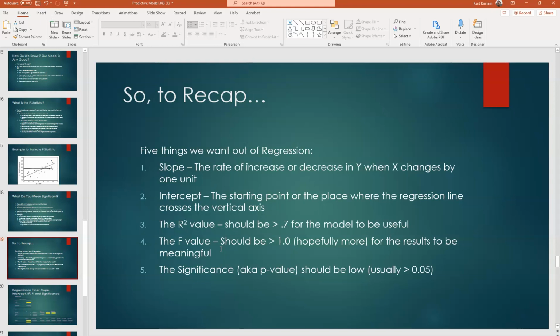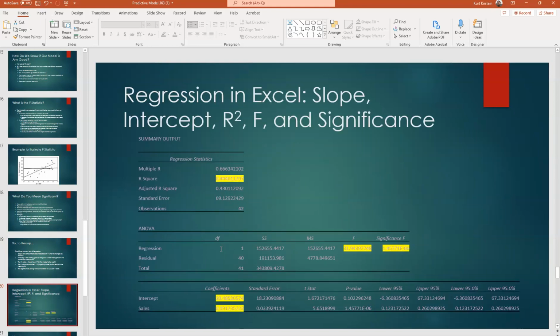It's the simplest way of looking at it. And then the significance, or the p-value, should be very low, usually lower than 0.05, and that applies to the F statistic. So here's an example. I pulled this out of Excel, and this is an example of the kind of results you're likely to see when you build a model.